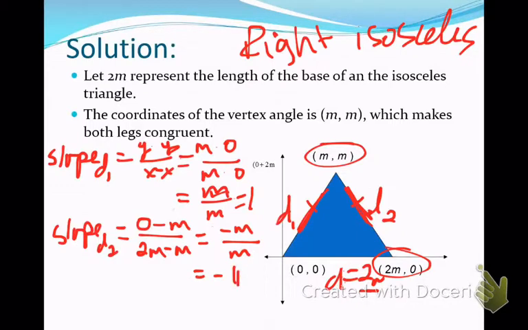0 minus m is negative m, 2m minus m is positive m, and when you divide those out, you get negative 1. Remember, perpendicular slopes are opposite reciprocals. So if I take negative 1 over 1, I have to flip it and switch it to get to the other slope. If I flip this, I get 1 over negative 1, switch the sign, we just get positive 1. These guys are perpendicular, so these two sides are going to form a right angle, and so that vertex angle is a right angle, and we have a right isosceles triangle. Okay? So our coordinate proof looks something like that.